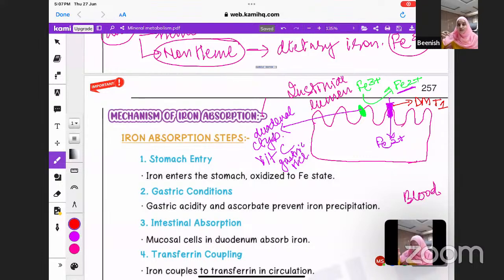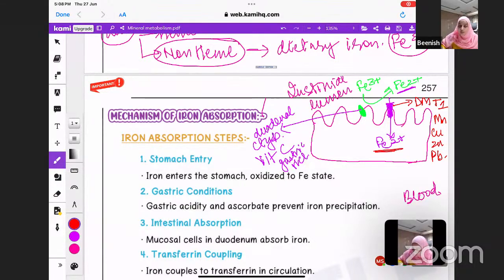Since I'm saying it is a divalent metal transporter, not just iron, it is also going to transport other divalent metals as well, like manganese, copper, zinc, lead. So it is going to be transporting these other divalent elements as well.